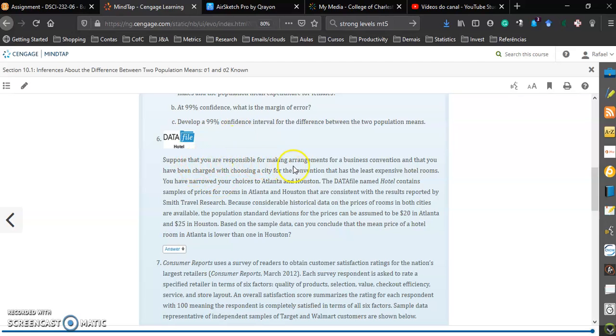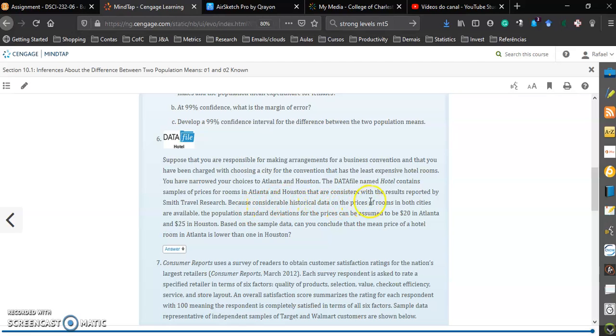Suppose that you are responsible for making arrangements for a business convention and that you have been charged with choosing a city for the convention. Okay, you have narrowed your choices to Atlanta and Houston. You have the data of named hotels which contain a sample of prices for rooms in Atlanta and Houston, and that they're consistent with the results reported.